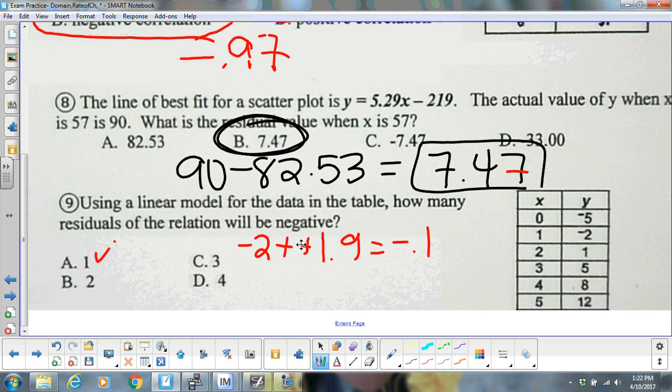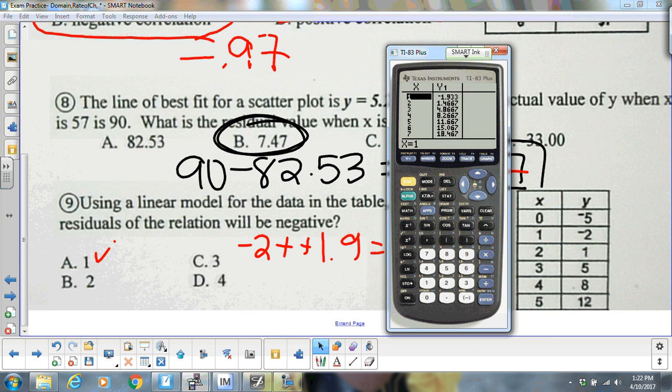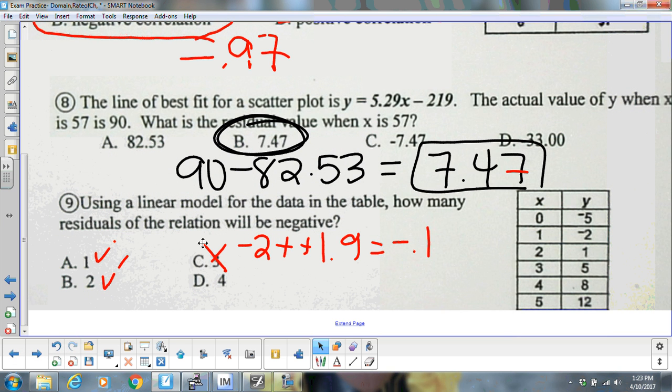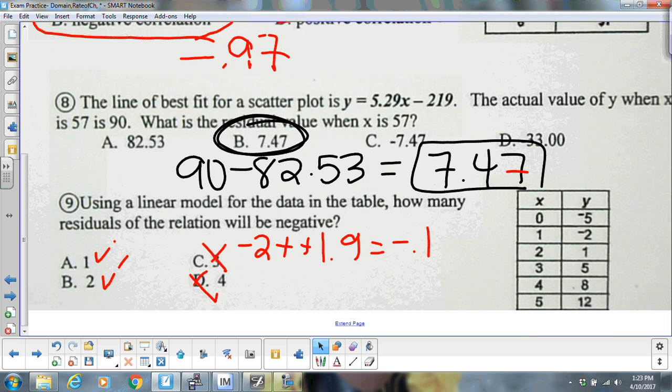Going back here, looking at 2, 3, and 4. 2 was supposed to be 1. If I do 1 minus 1.4, that's also going to be negative. If I look at 3, 3 was supposed to be 5. If I do 5 minus 4.8, that's going to be positive. And let's look at 4. 4 was 8.2, so if I do 8.2 minus 8, that's also going to be positive. So A and B were both negative residuals.